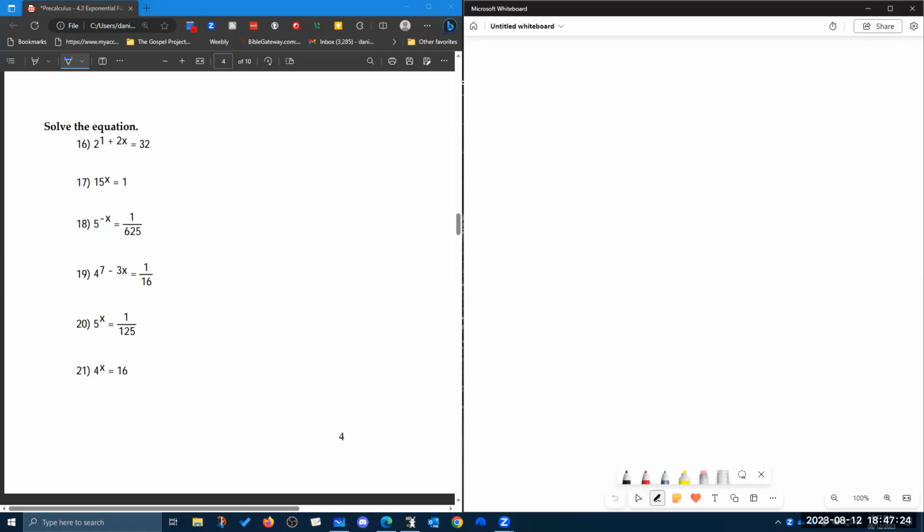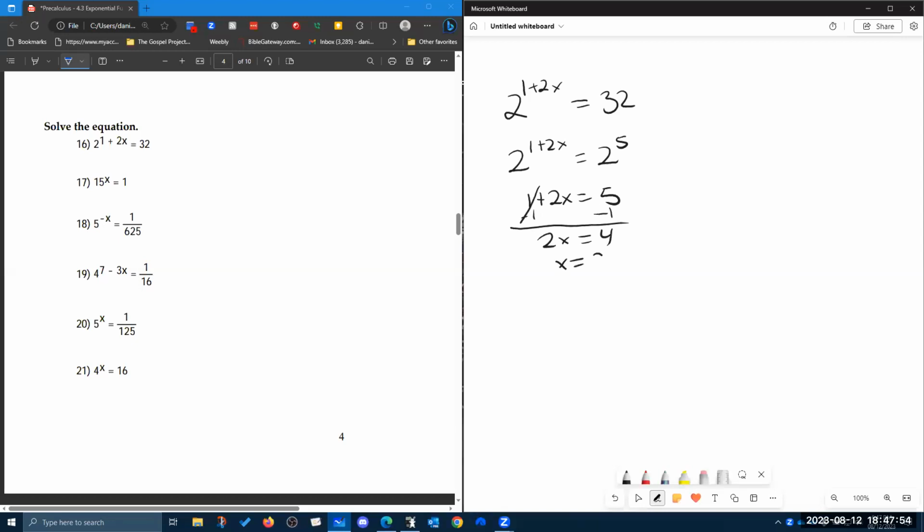So let me show you an example here from number 16, 2 to the 1 plus 2x, with 1 plus 2x the exponent, equals 32. If I can write 32 with a base of 2, which I can, it's 2 to the 5th power, then the inputs have to be equal. 1 plus 2x equals 5, and then I can solve from there. 2x equals 4, and x equals 2. It's called the 1-to-1 property.